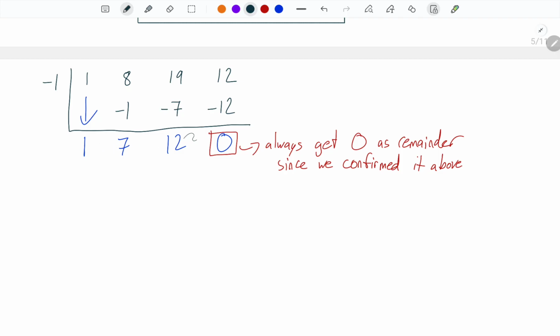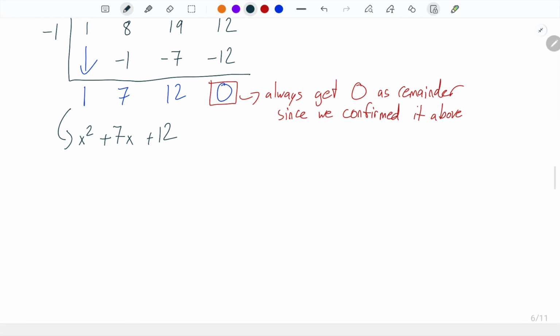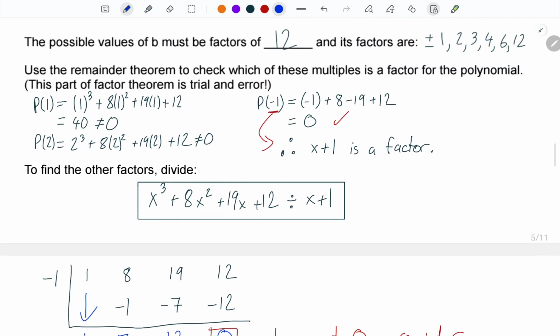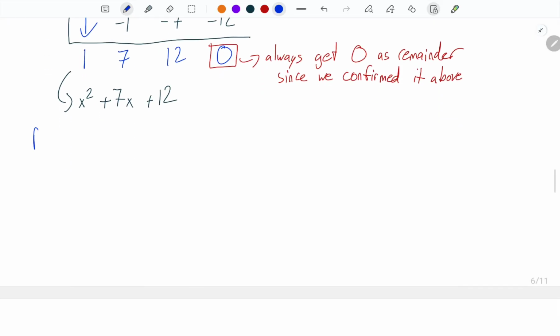Okay, so now let's take a look at what we have. So the division process here, we have 1, 7, 12. Remember, that's basically a degree down. So instead of starting at x cubed, we start at x squared plus 7x plus 12. I'm just going to label things p of x, just so we don't have to rewrite it all the time. P of x is equal to x plus 1, the thing that we divided by, times x squared plus 7x plus 12.